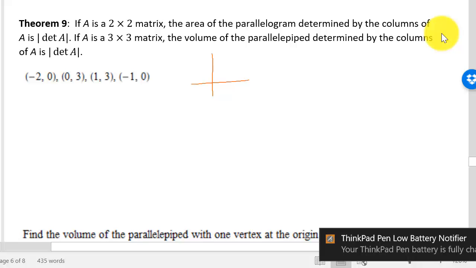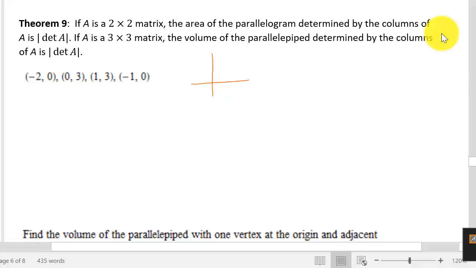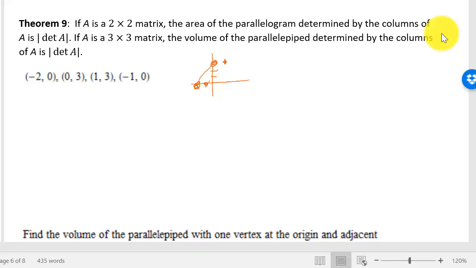And here we have points that make up the parallelogram. So we have -2, 0 over here. We have a 0, 3, and 1, 3. And then we have a -1, 0. So it looks like this is a parallelogram. And what you basically want to do is find 2 vectors that would span this parallelogram.